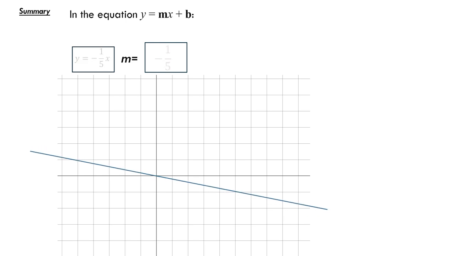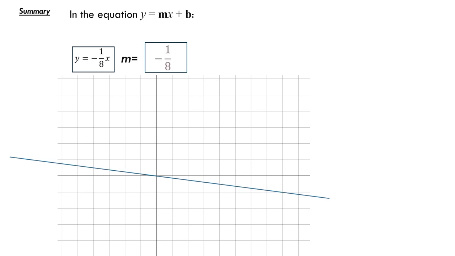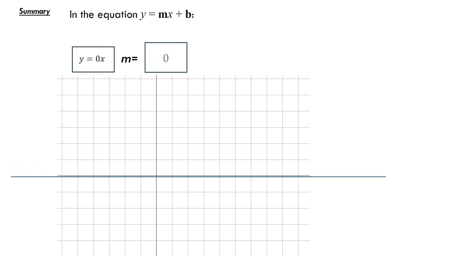Now the value of m is getting smaller and smaller. And as it approaches 0 and becomes 0, it becomes a horizontal line.